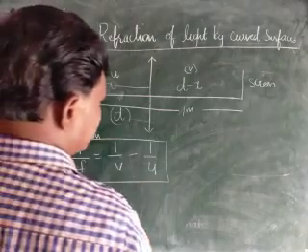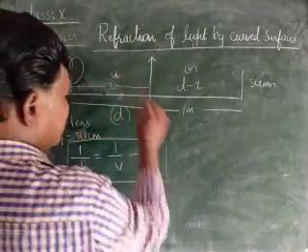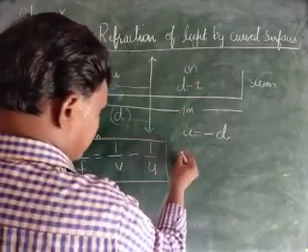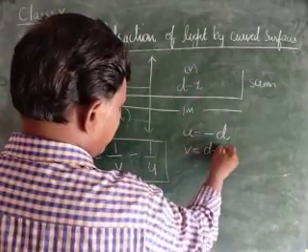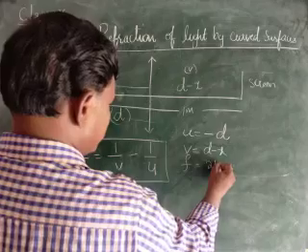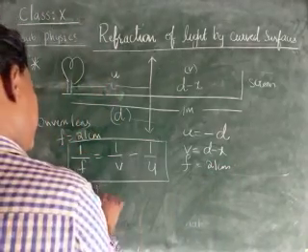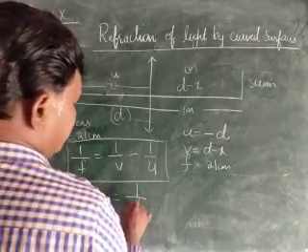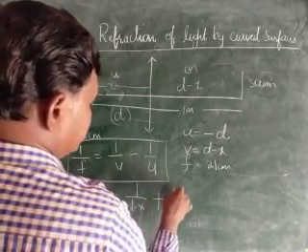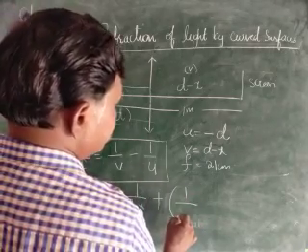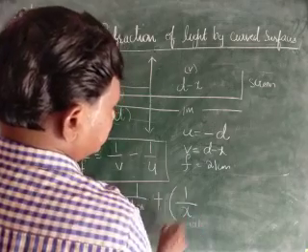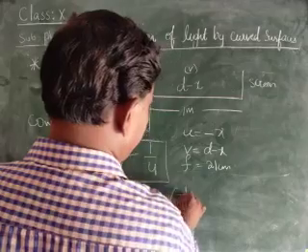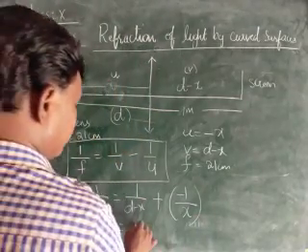Here it is, a convex lens. For a convex lens, u is negative, children, whereas the remaining are positive. v is equal to b minus x, f is equal to 21. Therefore, 1 by 21 is equal to 1 by (b minus x) plus 1 by x. Here it is minus x.